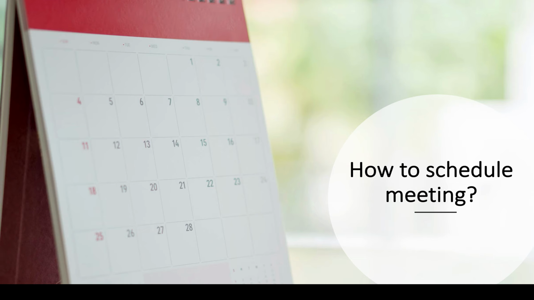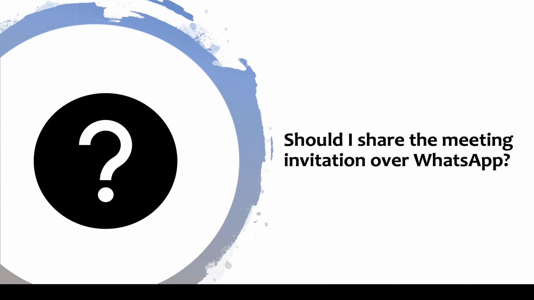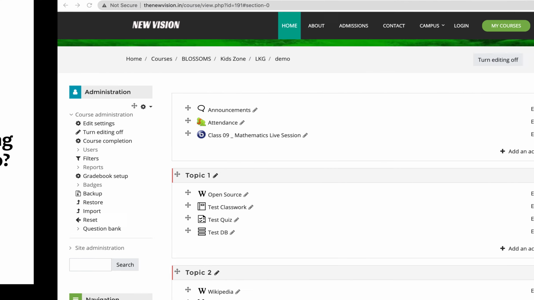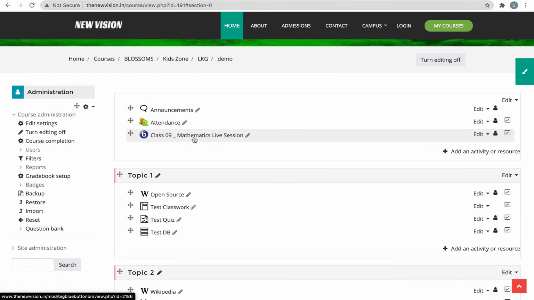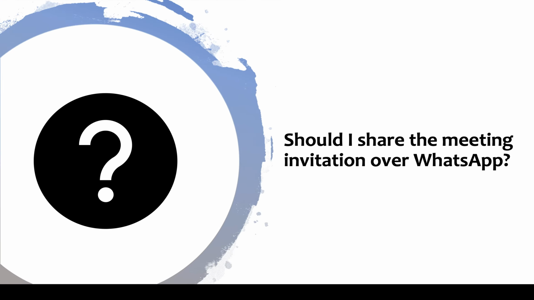Alright, so now we have scheduled. How to schedule a meeting, we have seen. So the next question, should I share the meeting invitation over WhatsApp or some other platform? The answer is no. There is no meeting link or meeting ID for this live conference. It is only present here in this button. Once the user clicks here, they will be able to join.